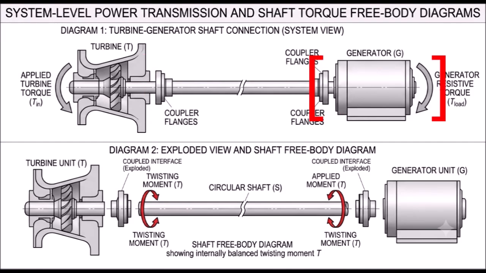And if you look at this example, there is a shaft which connects a turbine and a generator. This is the generator and this is the turbine. To separately analyze these three entities, generator, shaft, and turbine, the central part is called the shaft. Normally shafts are circular in nature. When the power transmission happens from here to here, there will be a torque applied on this shaft which will be equal and opposite.